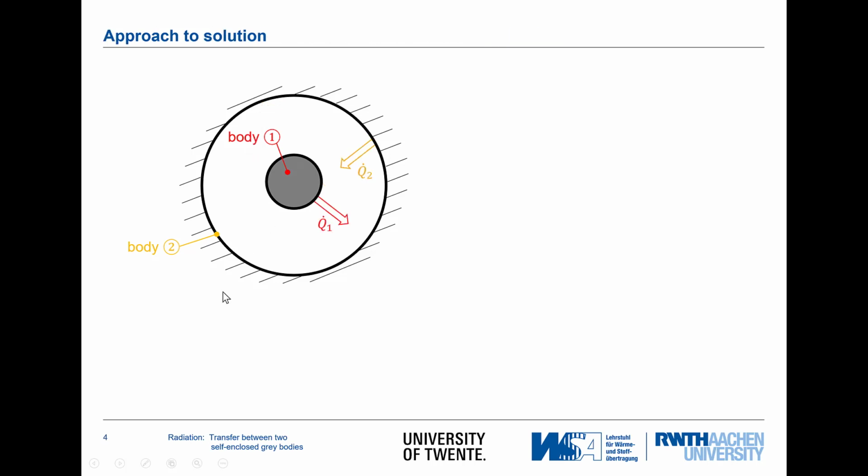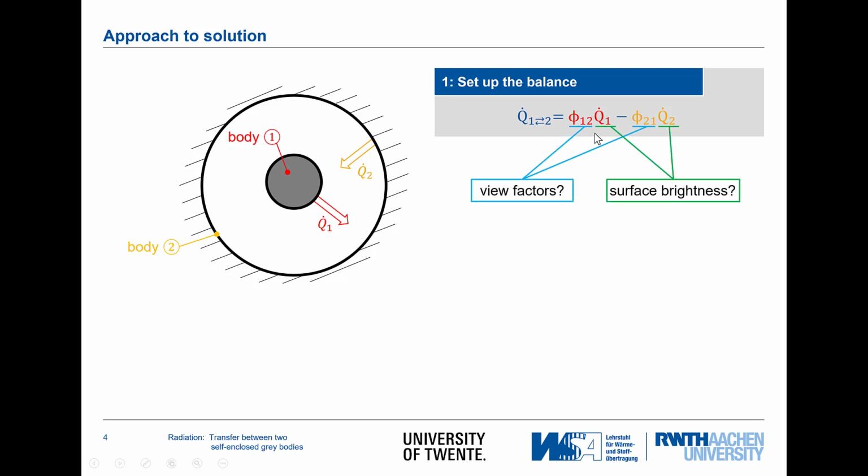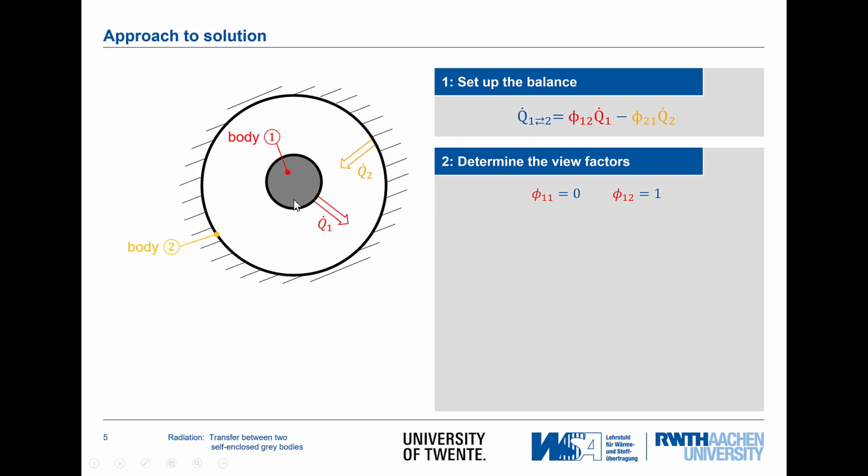And now to determine this, we need to first set up the balance. That's the radiative exchange from 1 to 2. That's phi 12 q dot 1 minus phi 21 surface brightness of 2. So view factor and surface brightnesses. We'll start with the easier thing, that's determining view factors. So object 1 is a convex body, so it doesn't see itself. Let me take the laser pointer. This means view factor phi 11 is 0. All the radiation emitted by this object 1 hits object 2. So phi 12 is 1.